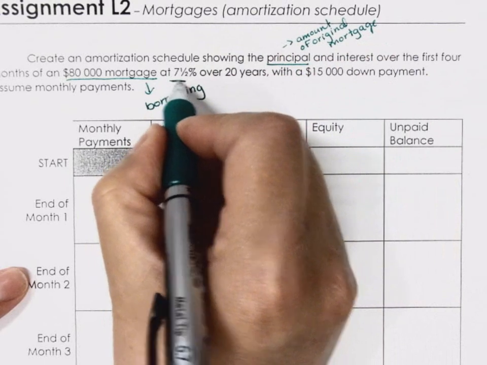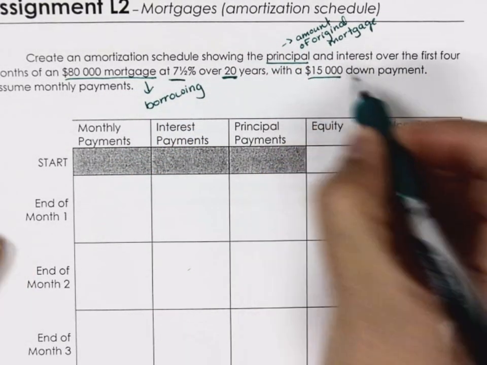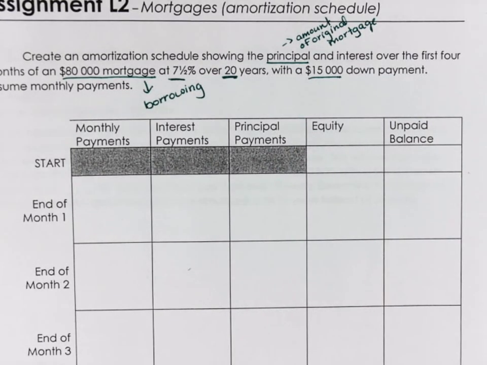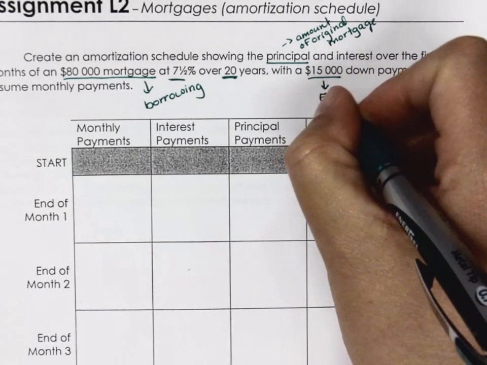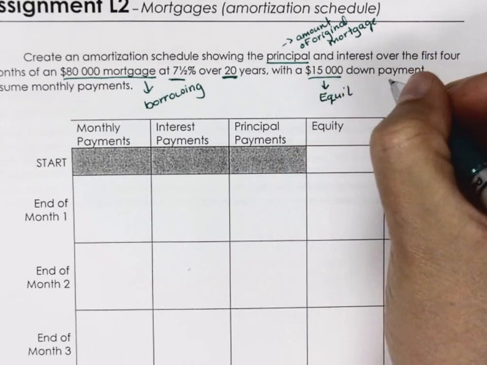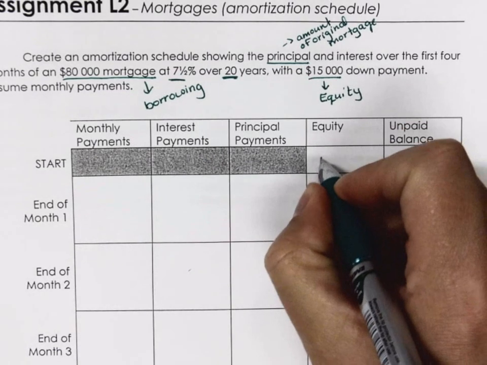We're doing 7.5% over 20 years, and we're going to put $15,000 down on that. So our house must have cost $95,000, because we're borrowing 80 and we've paid 15. The down payment is going to be our equity. It's what we own of the house. When you start, the equity is the money that you put in, so we're going to put in 15,000 here.